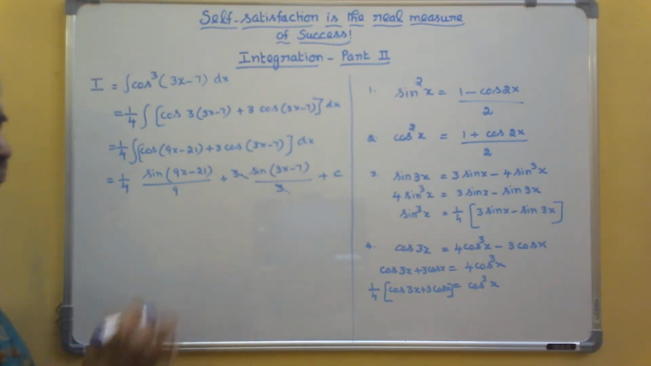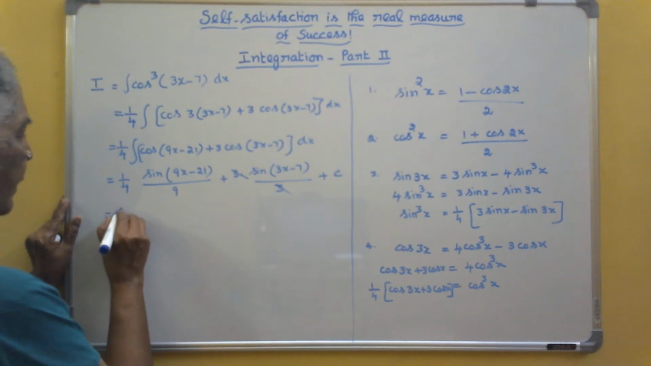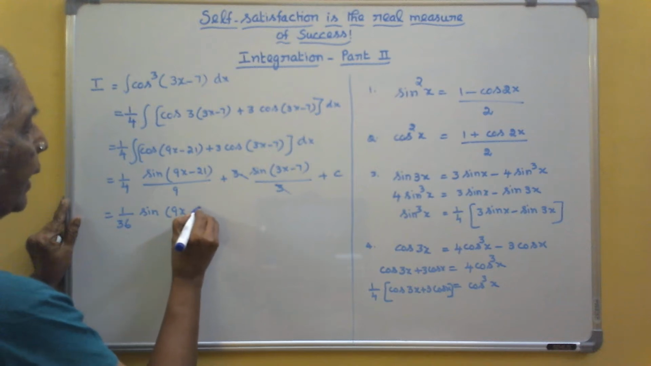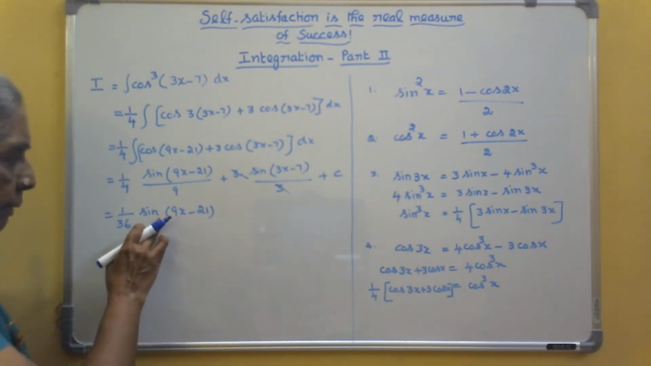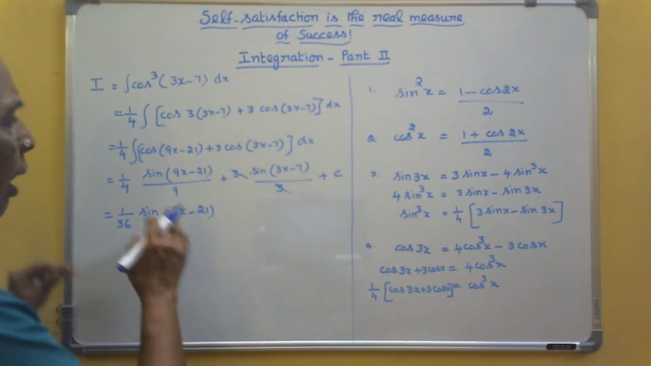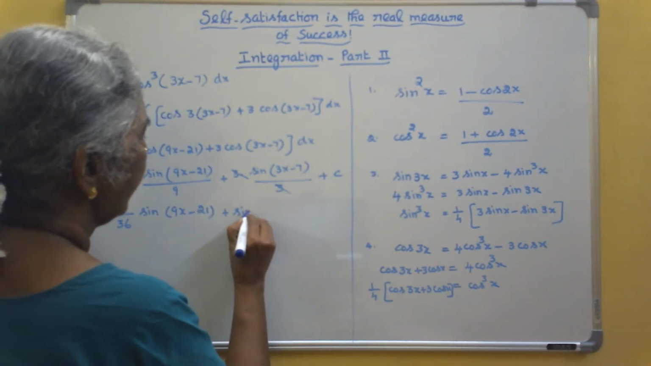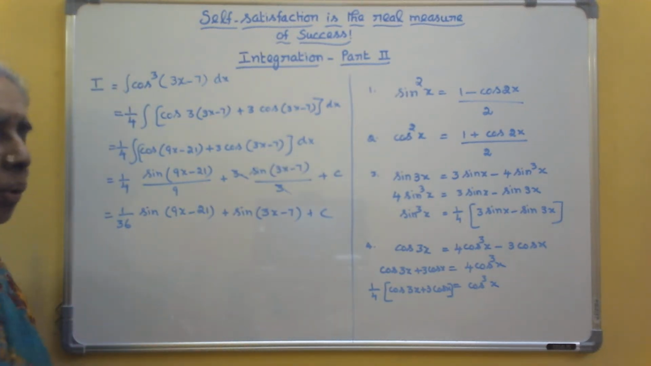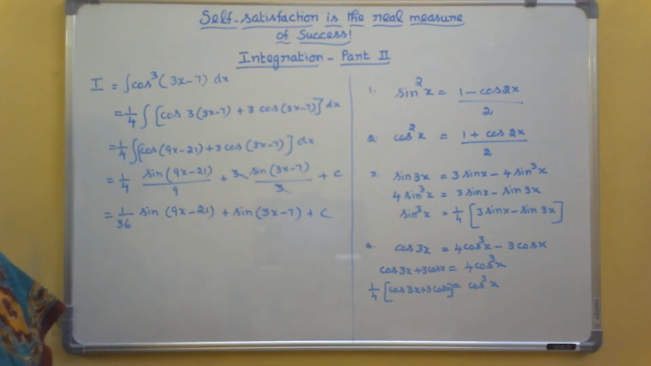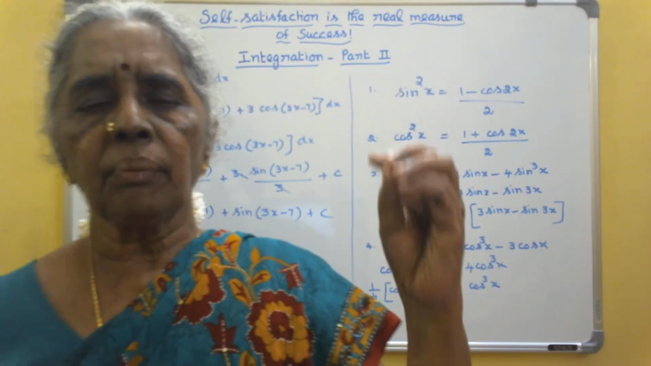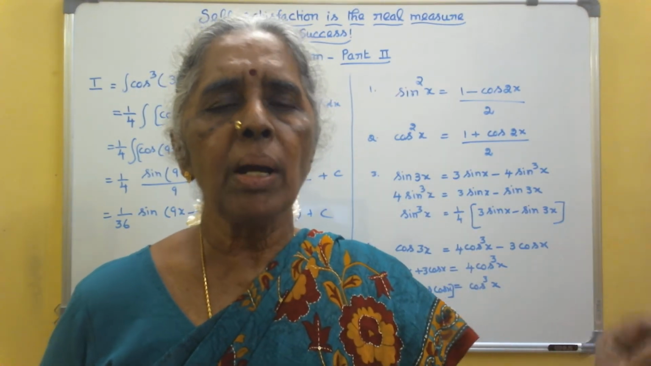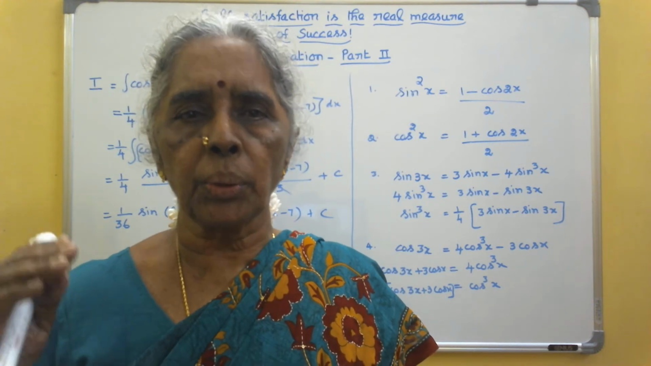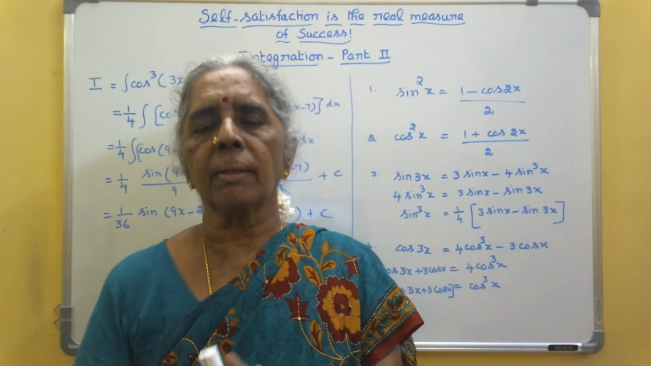This 3 goes. And here you can write this as 1 by 36 sin 9x minus 21. If you want, you can take the 3 within the sine, or you write it like this, plus sin 3x minus 7 plus c. So do you understand how to deal with sums involving sin squared, cos squared, sin cube and cos cube? Is that clear? Let us go a bit slow so that you understand each concept clearly.